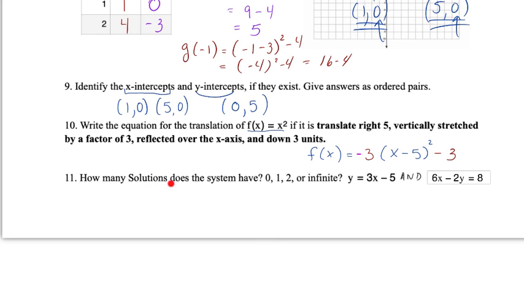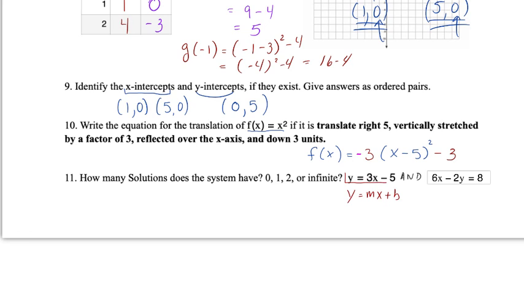Number 11 is a classic one from SATs and from stuff we talked about in class. How many solutions does this system have? And they give you 2 equations, and they aren't asking you to solve it. Now, you could solve it and find out, hey, does it have a single solution across, or are these 2 lines the same line? But really, what you want to do, because these are lines, is just get them into this y equals mx plus b form.